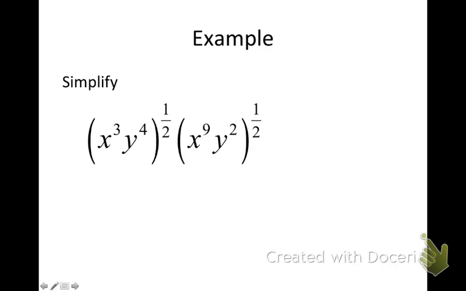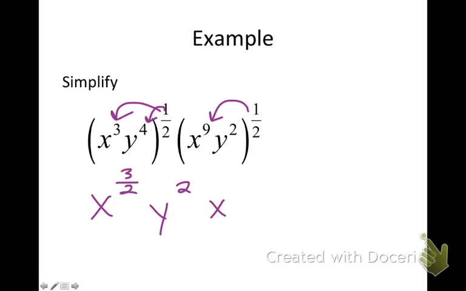Okay, so let's go back to our properties. We've got 2 things inside a set of parentheses being taken to a power, so what am I going to do? Distribute that 1/2. So 1/2 times 3 is what? I'm going to write it as 3/2. 1/2 times 4 is 2. 1/2 times 9, and I'm going to write it as 9/2. Yeah, keep it as a fraction. 1/2 times 2 would be 1.